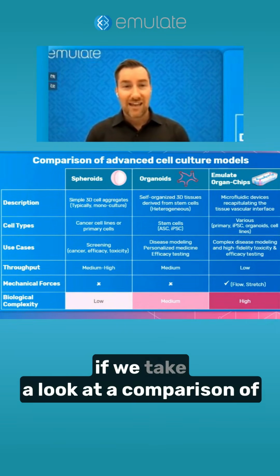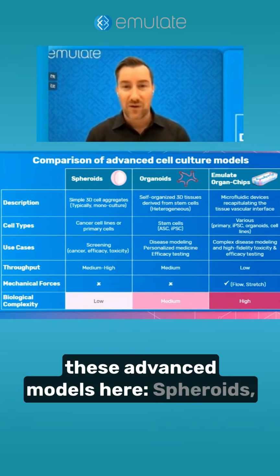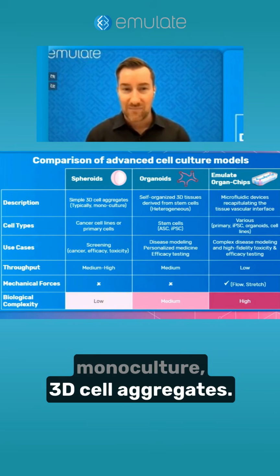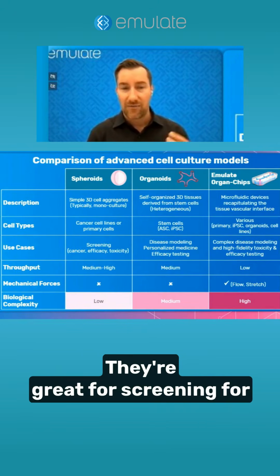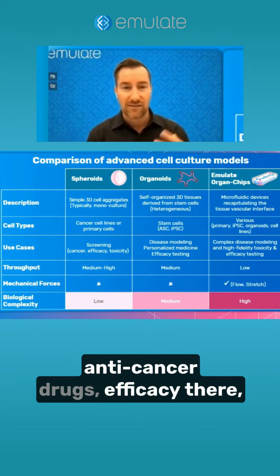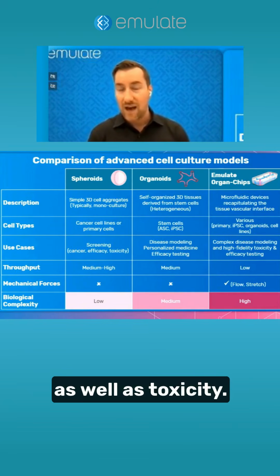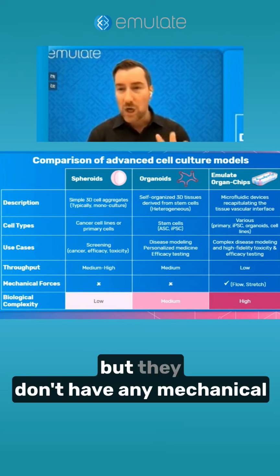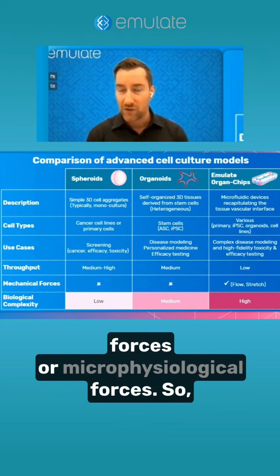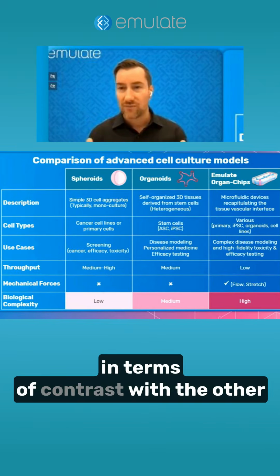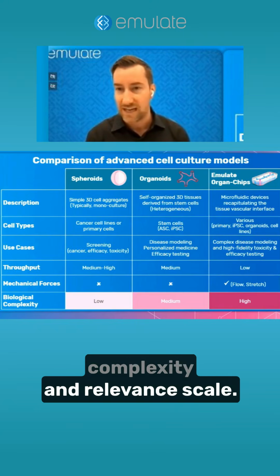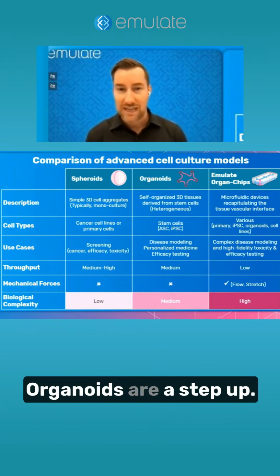So just quickly, if we take a look at a comparison of these advanced models here: spheroids, organoids, and organ chips. So spheroids, these are typical monoculture 3D cell aggregates. They're great for screening for anti-cancer drugs, the efficacy there, as well as toxicity. They can be generated rather consistently, so you can get to medium to high throughput with these, but they don't have any mechanical forces or microphysiological forces. So in contrast with the other two advanced models here, they're relatively low on the biological complexity and relevance scale.